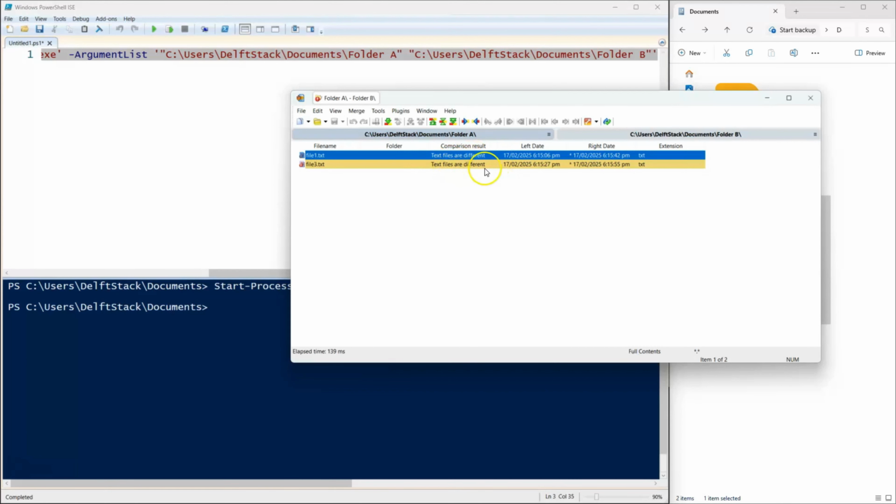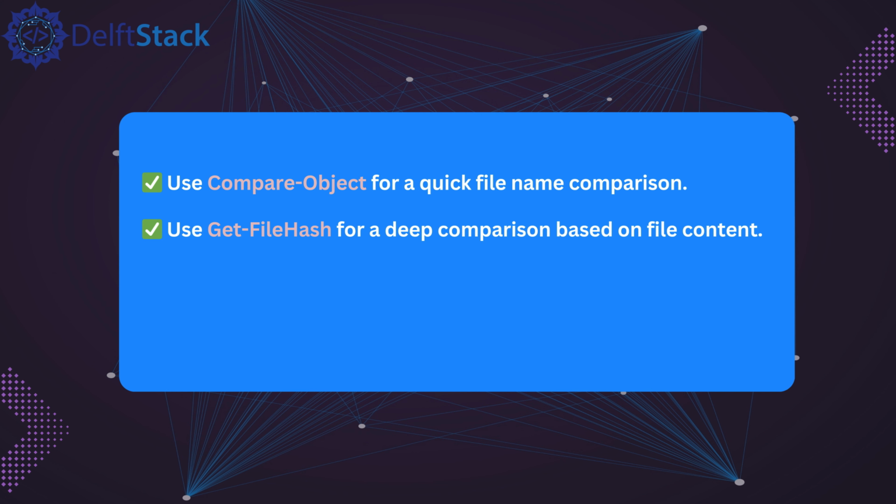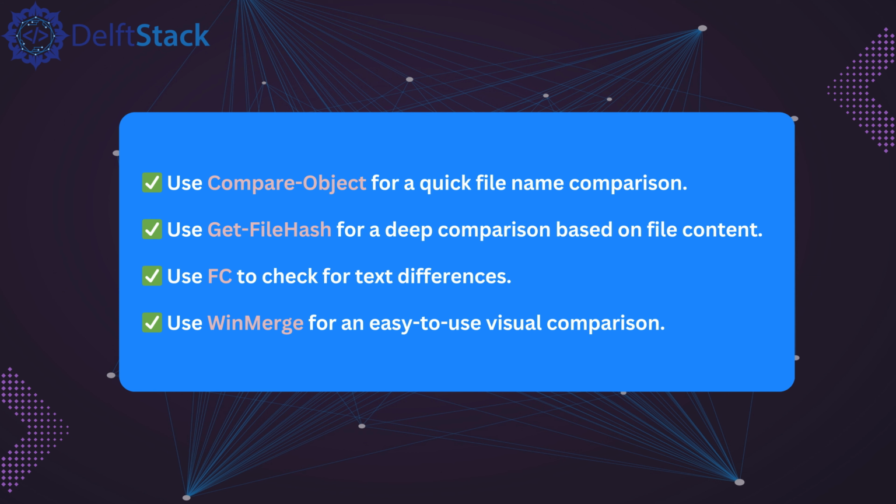Alright, let's quickly recap the 4 ways to compare folders in PowerShell. 1. Use Compare-Object for a quick file name comparison. 2. Use Get-FileHash for a deep comparison, based on file content. 3. Use fc to check for text differences. 4. Use WinMerge for an easy-to-use visual comparison.